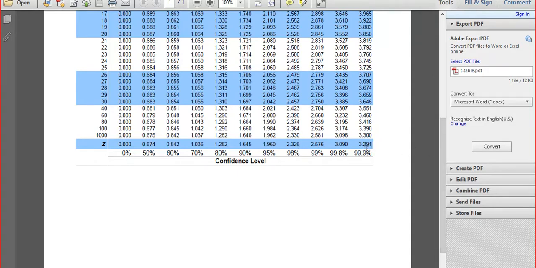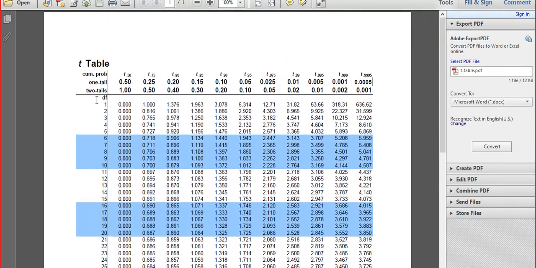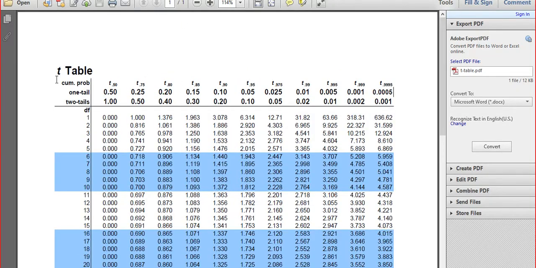How do you decide? To decide that, there are some parameters given on the top of the table. Here it is given cumulative probability, which we are not considering. We will identify one of the values on the basis of the type of test.